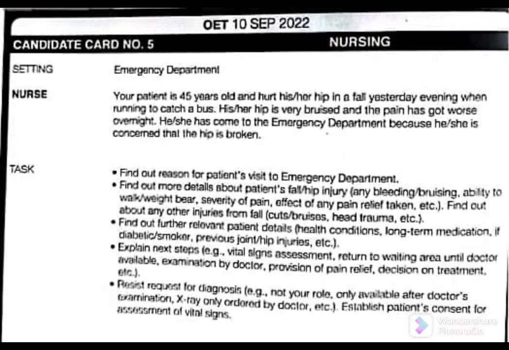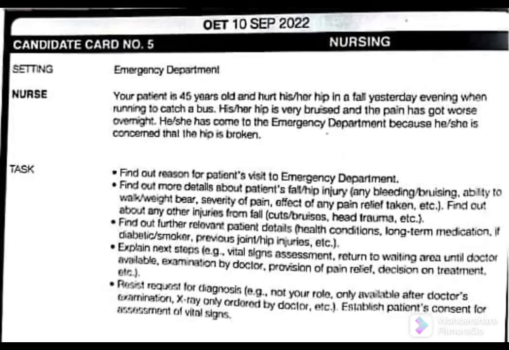Okay. Then the next step is to explain the next steps like vital sign assessment, return to waiting area until doctor available, examination by doctor, provision of pain relief, decision on treatment, etc. Then we can tell that, well, Mr. George, I got your point, and I have noted everything for your doctor's consultation.